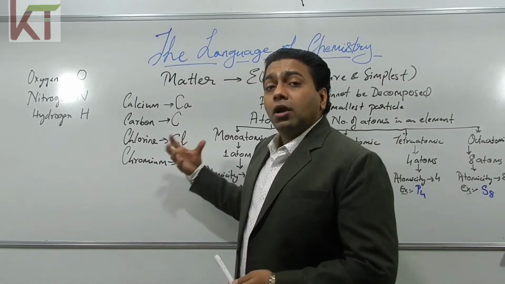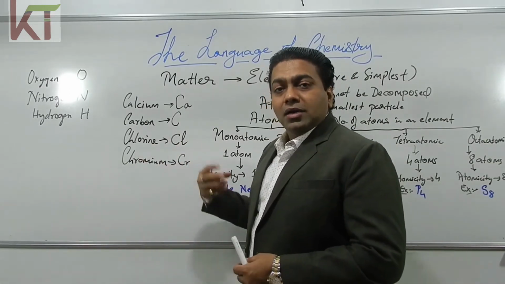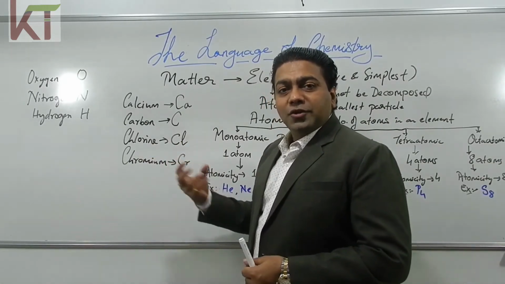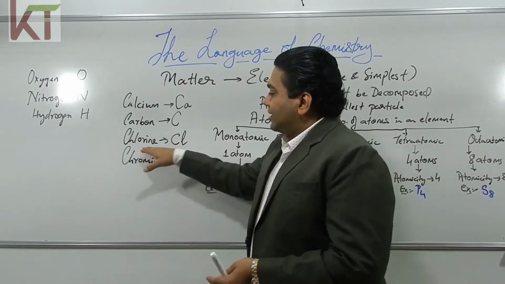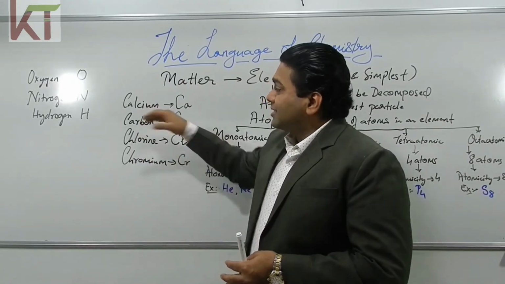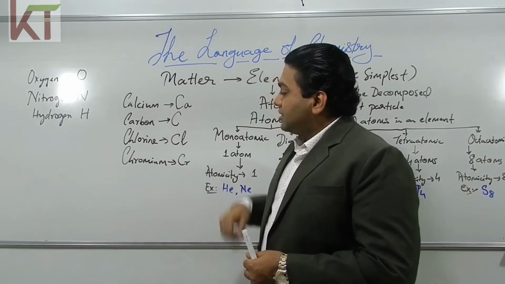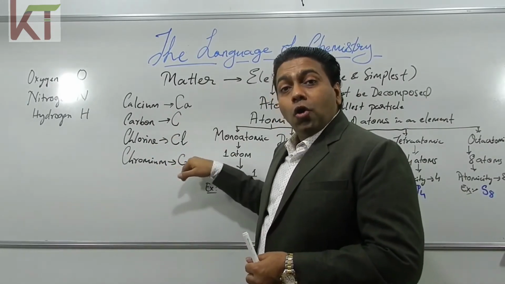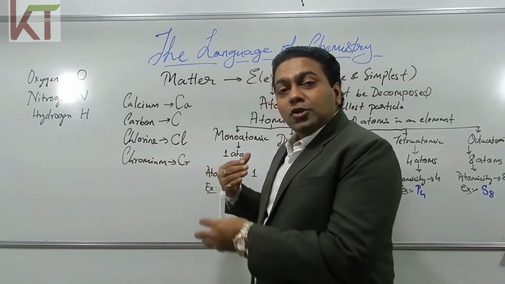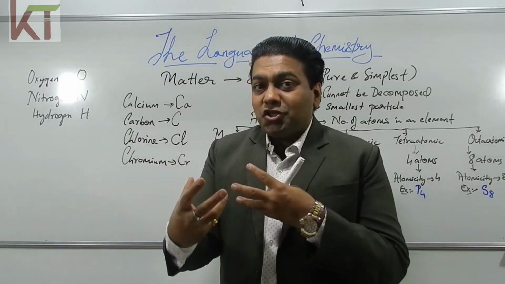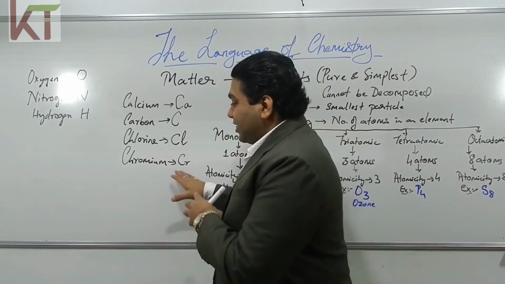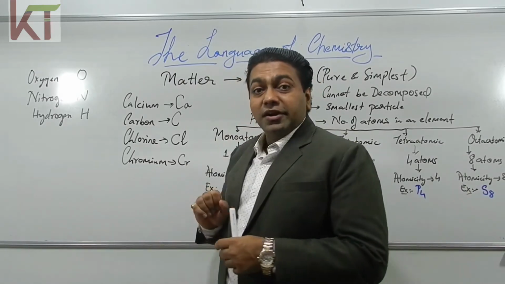So when I say chlorine, what are the first 2 sounds that you can hear? Cl, that's the symbol that comes. When I say calcium, Ca, the symbol. Chromium, Cr, the symbol. So the way you pronounce it gives you the symbol of that particular element.